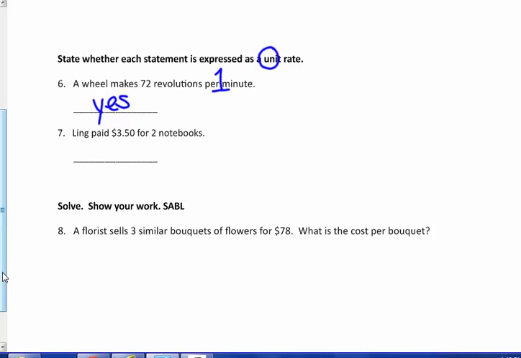Ling paid $3.50 for 2 notebooks. Does not say how much she paid per notebook or for 1 notebook. It says 2. That is not a unit rate.